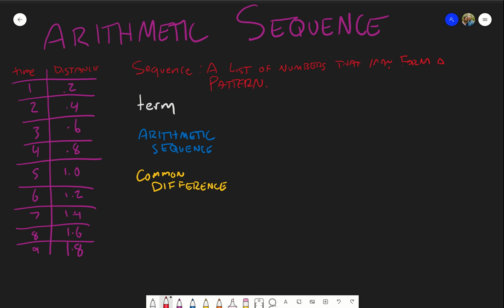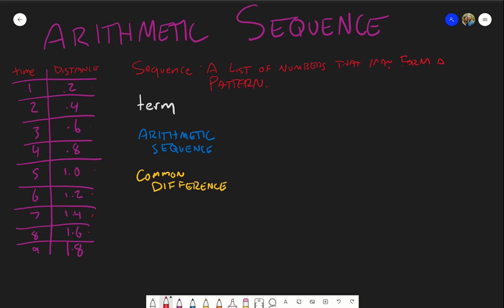So we're looking here, we have a pattern. 0.2, 0.4, 0.6, 0.8, 1.0, 1.2, 1.4, 1.6, 1.8. It's a pattern. It's repeating itself in a pattern form every time. Okay, so this is a sequence.